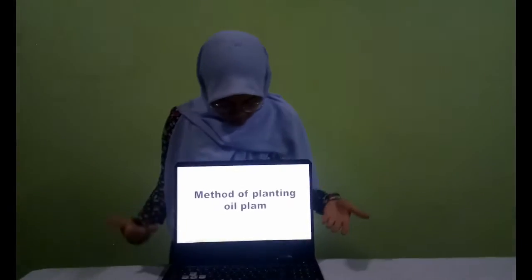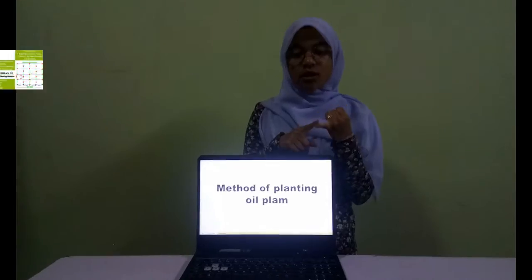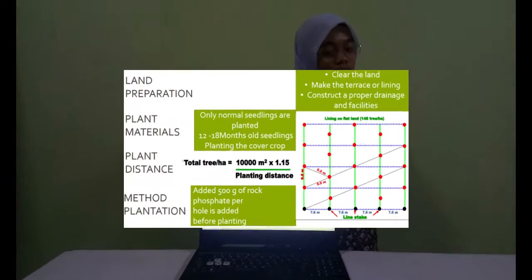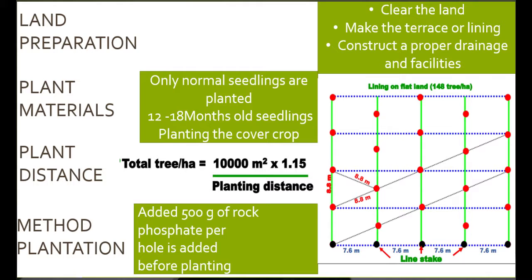Then for the method of plantation in oil palm, we have land preparation, plant materials, planting distance, and methods of planting. So here we have land preparation. Firstly, we clear the land, decide whether we want to do terracing or lining, and construct proper drainage and other facilities like roads and everything.